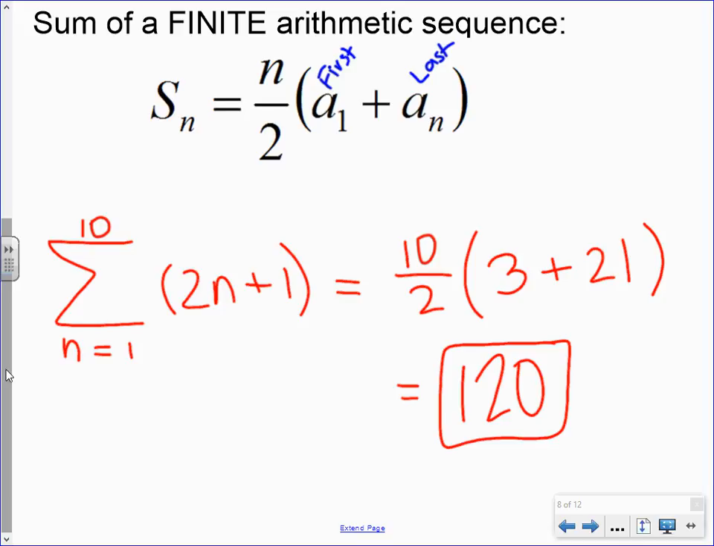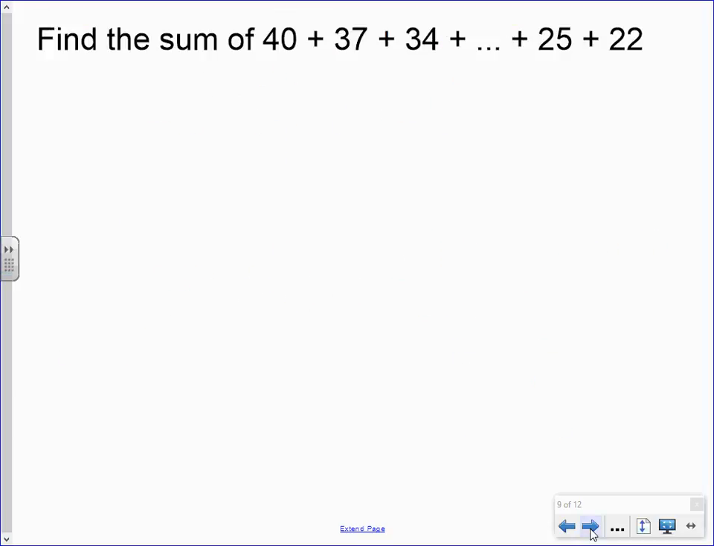Okay. Start this out again, except this time, I'm going to give you your sequence a little bit differently. So go ahead and write this down.